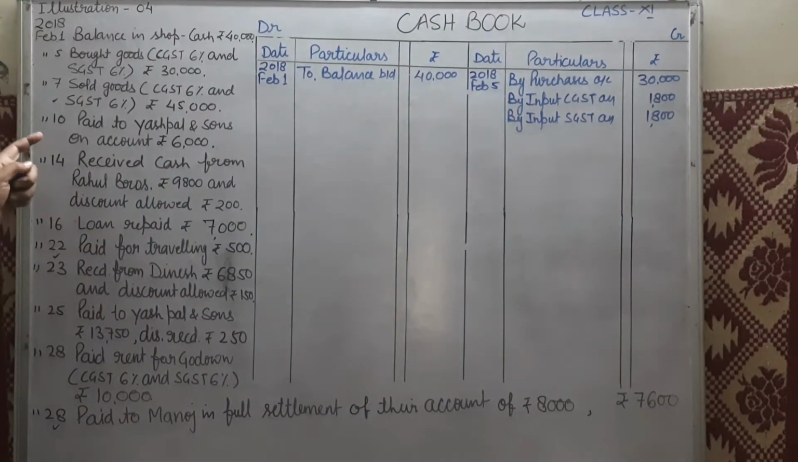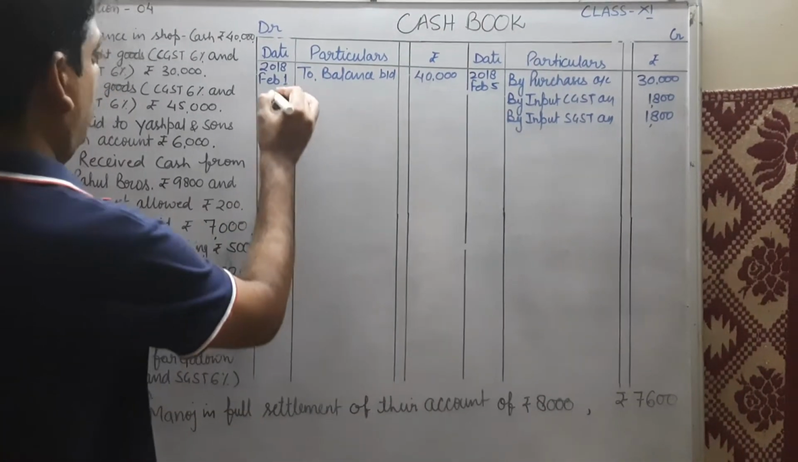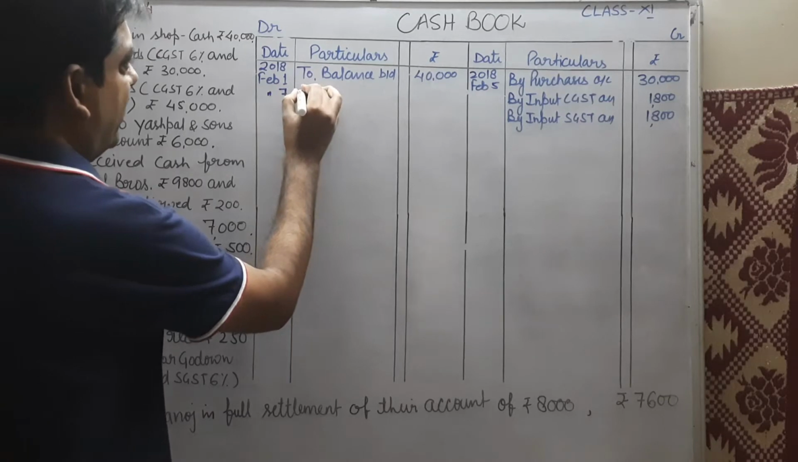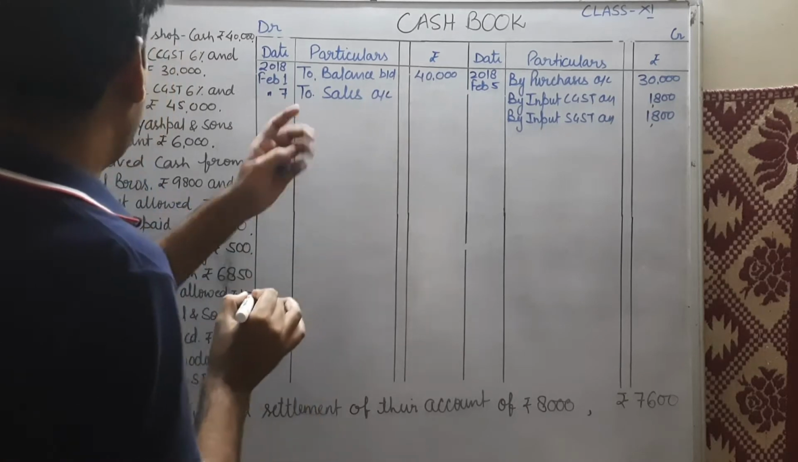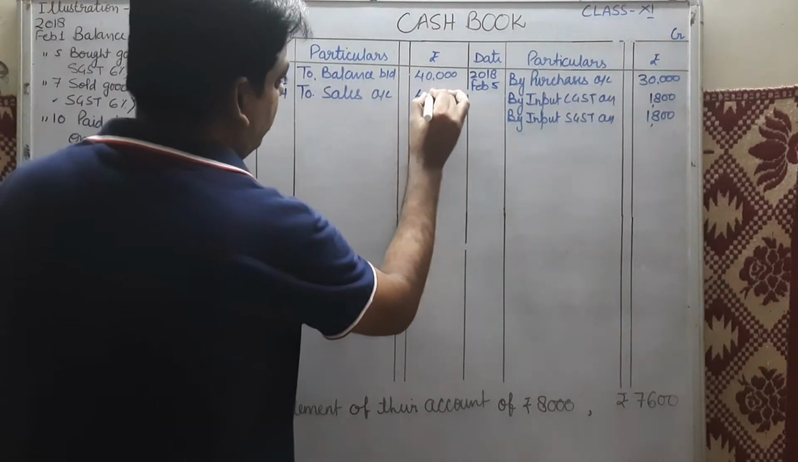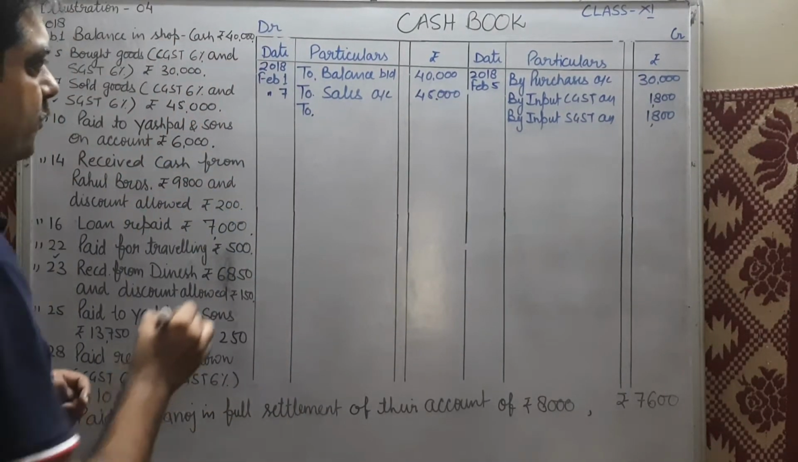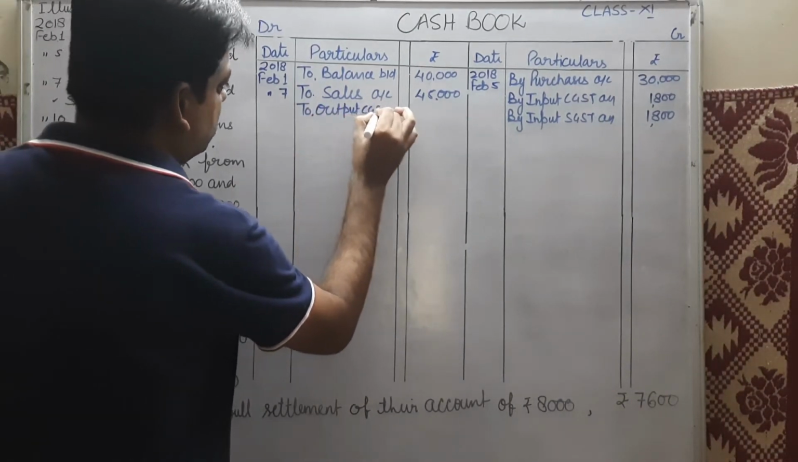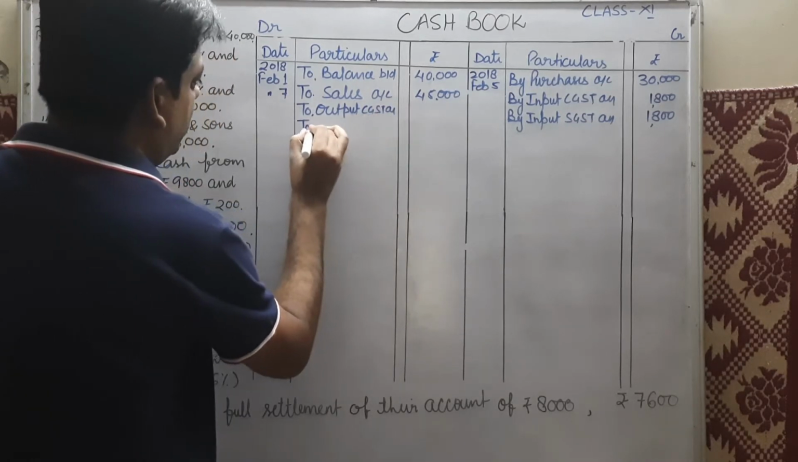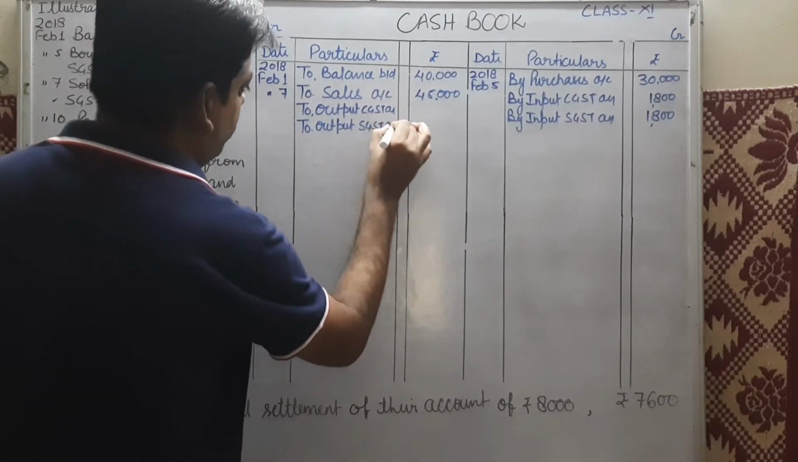Okay. Now see next transaction. Sold goods, CGST 6% and SGST 6%, rupees 45,000. So this is our simple cash sale on Feb 7. Cash account debit to sales account. So to sales account will come in credit side, and in debit side rupees 45,000. And on 45,000 we will calculate output CGST, to output CGST account and to output SGST account.